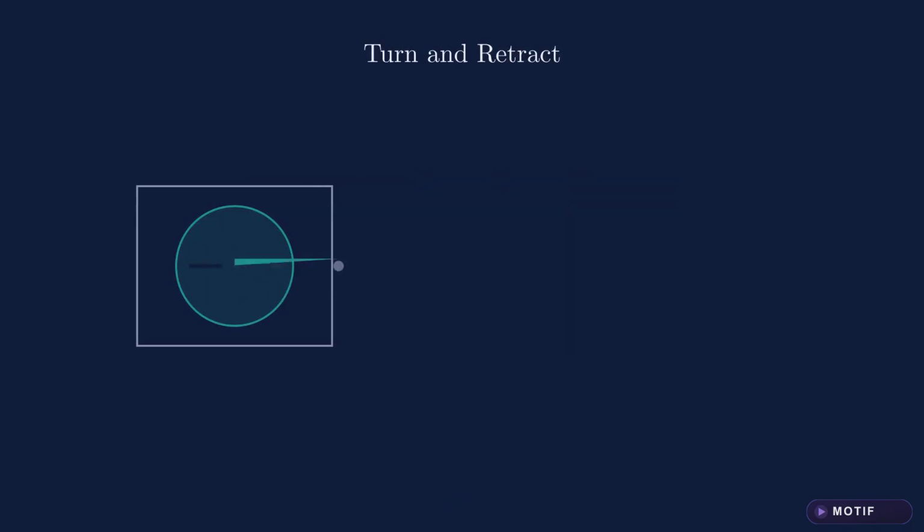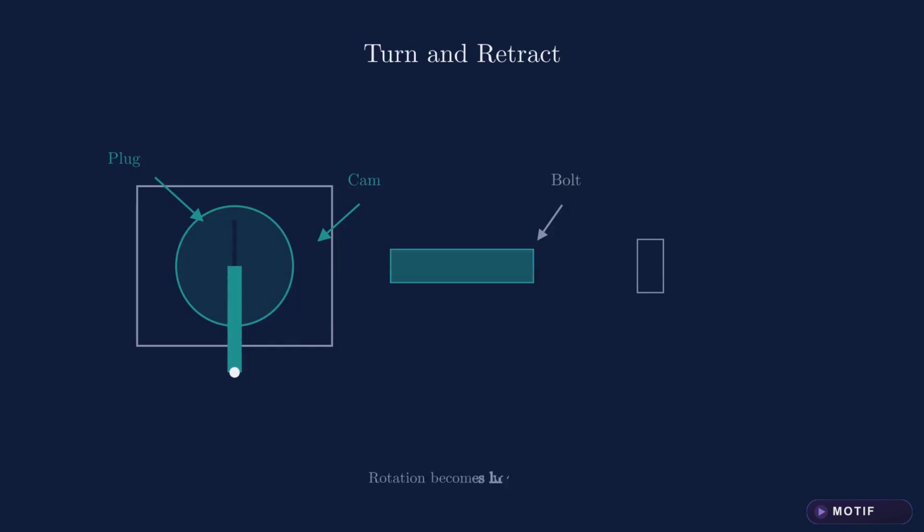Now the plug rotates freely, but rotating a cylinder doesn't open a door. So what does the rotation actually do? Follow the motion to the cam, which converts spin into linear pull, sliding the bolt out of the frame.